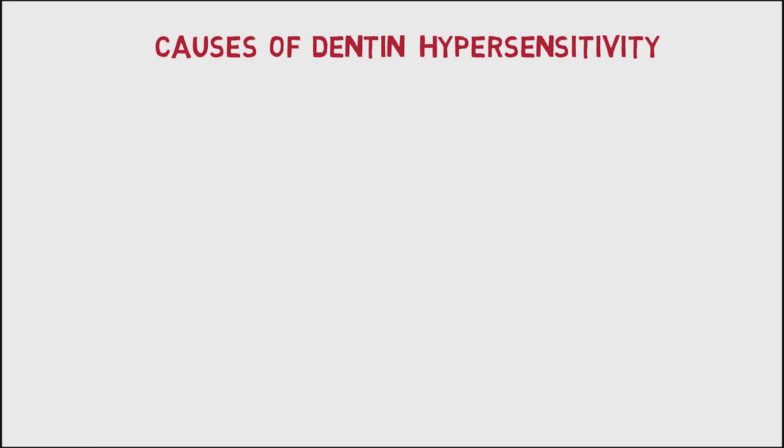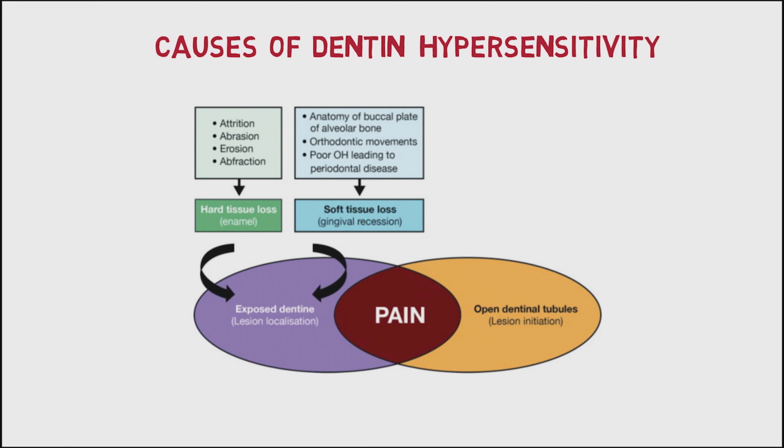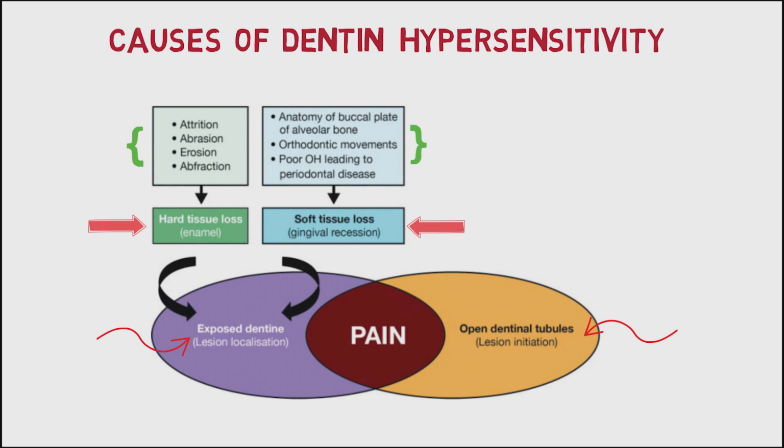Causes of dentin hypersensitivity. For dentin hypersensitivity to occur, the dentin surface of a tooth must be exposed, that is, lesion localization. This can occur due to hard tissue loss, that is, exposure of dentin due to loss of enamel, which includes attrition, abrasion, erosion, or soft tissue loss, that is, gingival recession and exposure of the root, which may be due to aberrant anatomy, orthodontic tooth movement, poor oral hygiene, bleaching, etc. Then lesion initiation, that is, presence of open dentinal tubules in combination with lesion localization, results in pain and dentin sensitivity.